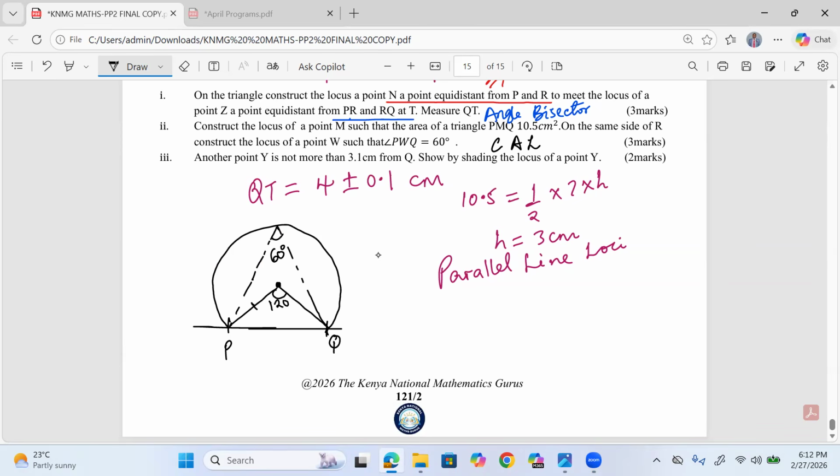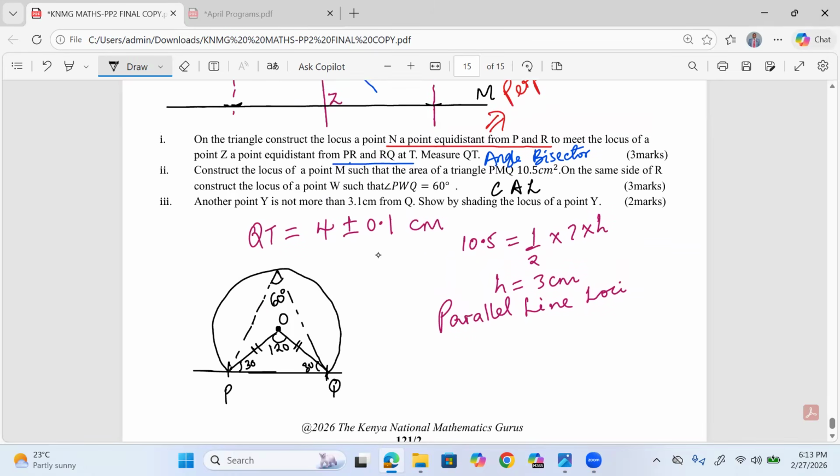And for us to have a center with 120, then it means because these are two radii, the base angles here need to be 30, like that. And as you can see, PQ is a chord to the circle. So we can start by constructing the two base angles of 30 so that after intersecting, they automatically give us a center where there is 120. Now using that center, we can call it center O, and OP or OQ as the radius, we can now make our circle.